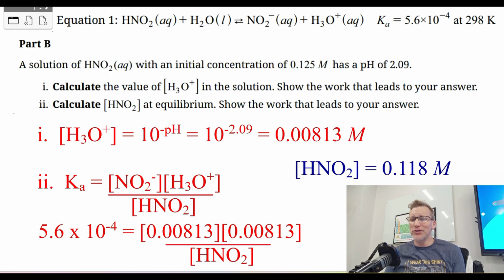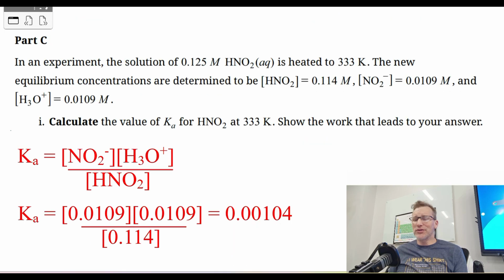You could have also used an ICE chart as well. Taking a look, it starts at 0.125 molar. It went down by 0.00813 molar and found approximately the same value. I use the equilibrium expression for it because I love using equilibrium expressions.